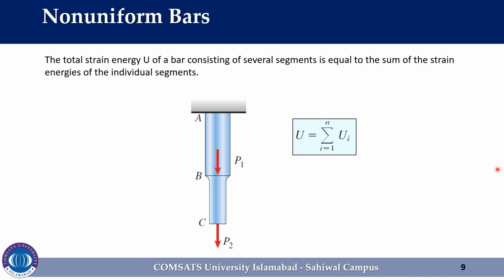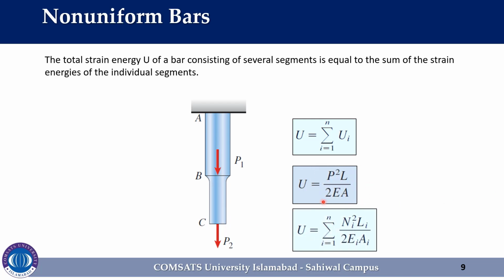Now assume that the material of the bar is linearly elastic and that the internal axial force is constant within each segment. We can then use the above equation to obtain the strain energy of the segment. The equation becomes U is equal to the summation of Ni squared Li over 2 Ei Ai, in which Ni is the axial force acting on segment i, and in the same way Li, Ei and Ai are the properties of segment i.